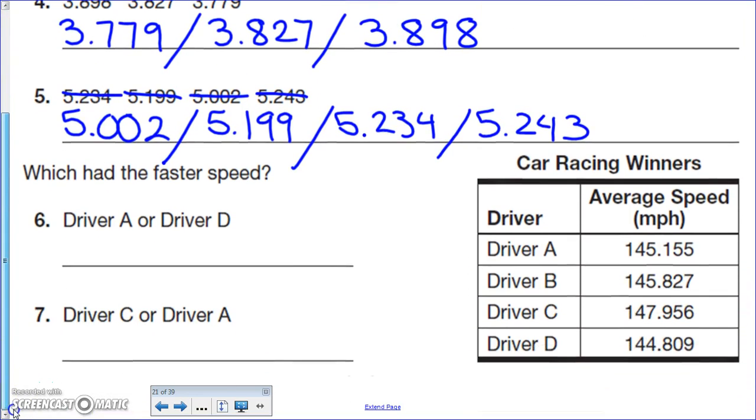For 6 and 7, we're going to use the chart to the right, car racing winners. And we have to answer the question, which had the faster speed? So we're going to start with question 6, driver A or driver D. So if we look at the two numbers, driver A had 145 and 155 thousandths miles per hour, where driver D had 144 and 809 thousandths miles per hour. Anytime you're comparing two numbers, we're going to start at the left and work our way to the right. So they both have a 1 in the hundred spot, they both have a 4 in the 10 spot, but they have different numbers in the 1 spot. So we know because of that, driver A is faster.